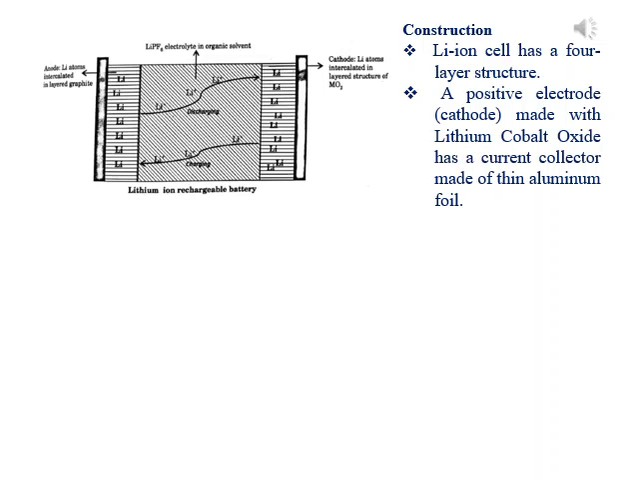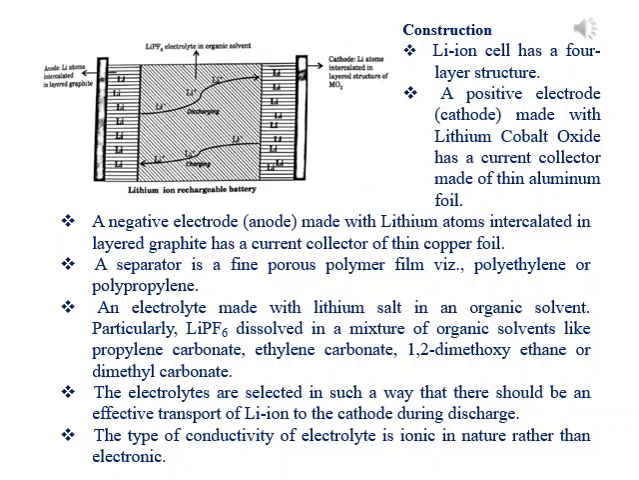thin aluminum foil. A negative electrode, that is anode, made with lithium atoms intercalated in layered graphite and has a collector of thin copper foil. A separator is a fine porous polymer film which is either polyethylene or polypropylene.